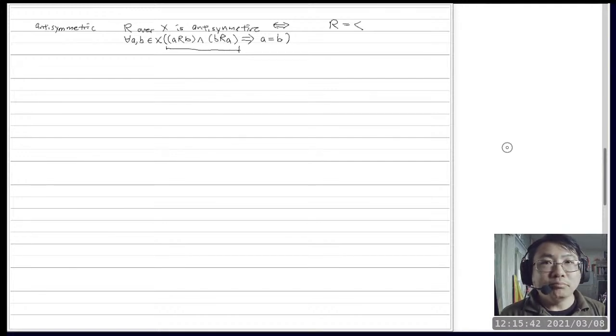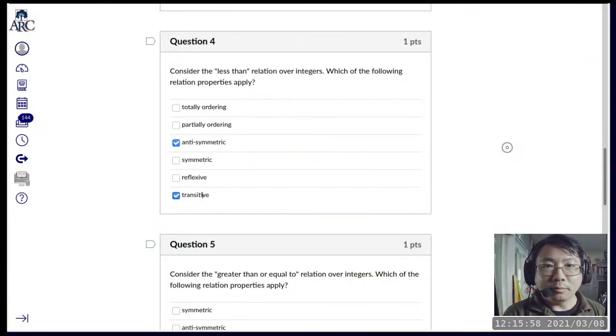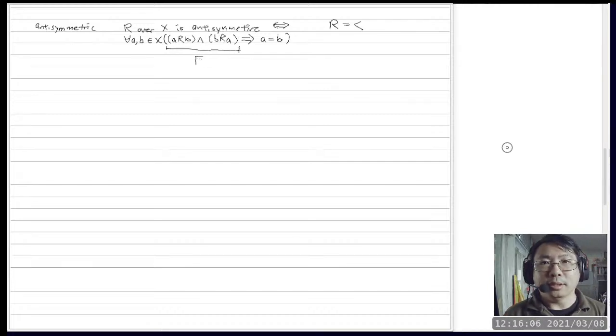It doesn't work, right? Because with integers, you can only find one to be less than the other, but it cannot be, because it's not symmetric. It is not symmetric. So that means this expression is always false for less than. So if that is the case, that means the implication is always true. But if the implication is always true, that means the relation is in fact anti-symmetric. So that is why. Cool.